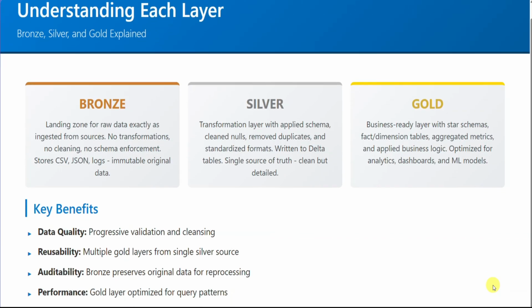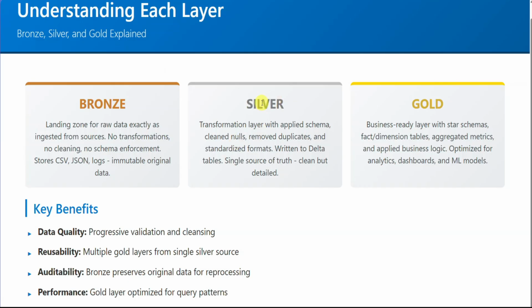So let's try to understand each layer. Think of the bronze layer as your landing zone. It stores raw data exactly as ingested from the source system. No transformation, no cleaning, no schema enforcement. Like CSV files, JSON documents, log files, everything lands in the bronze section. This immutability is important. You always have the original data to reprocess if needed.